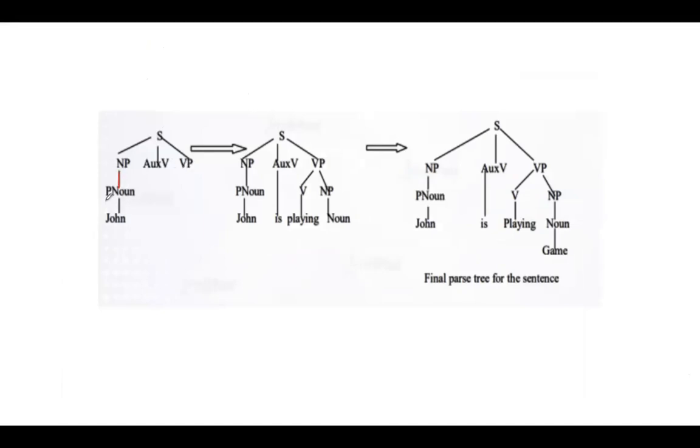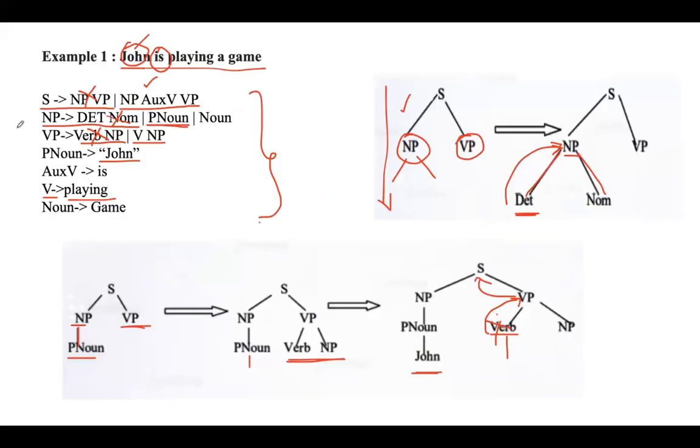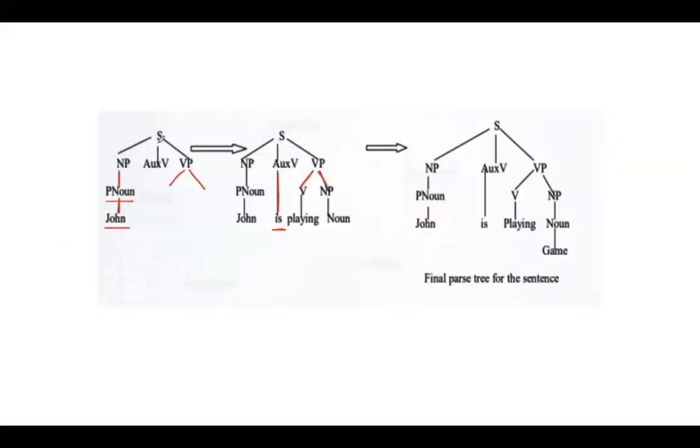Again, NP derives proper noun, and proper noun derives John. So till here, it's fine. And then, the second word in the string is ease. Yes, ease is an auxiliary verb, so you can tag ease. And then, expand this third part now. The third part is VP. So VP derives V and NP as per the given production. And now, what is the third part in the given sentence? Playing. Yes. And after that, move to this part.